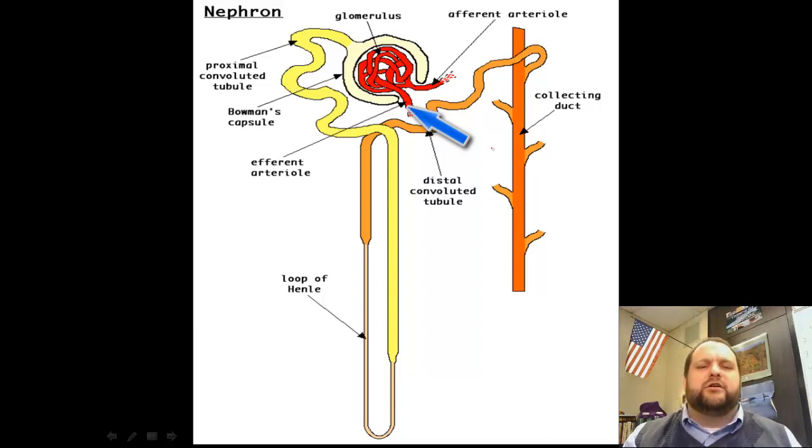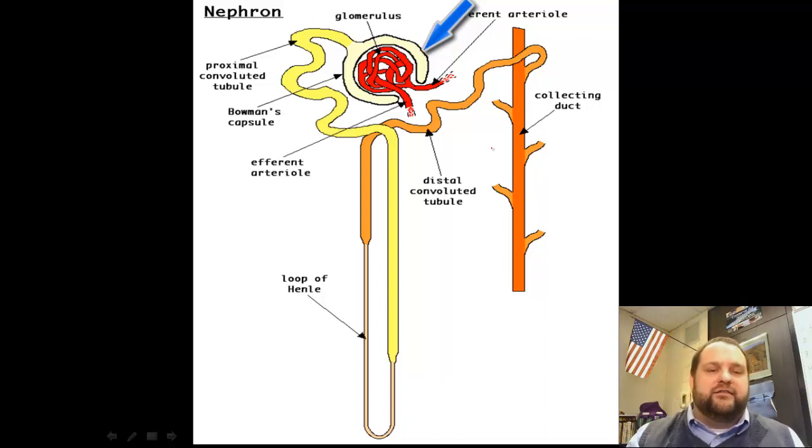And where the blood goes is into this little part called the glomerulus. The glomerulus's job is to filter the blood. So right here in the glomerulus is where they filter the blood. Then surrounding the glomerulus is this tissue called the Bowman's capsule. Anything that gets filtered out of the blood is going to get caught in that Bowman's capsule.